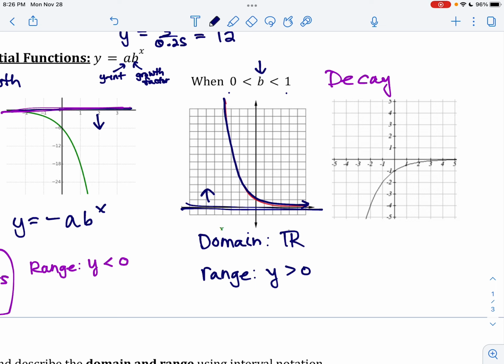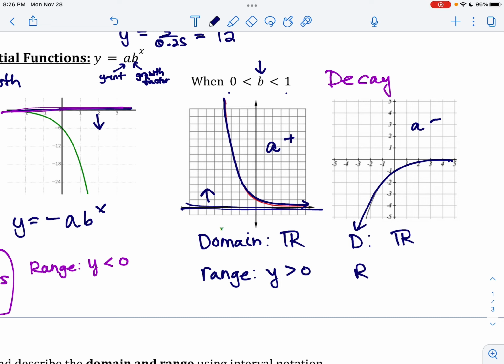Or this first one still, if we still look at this one, this is when a is positive. This one over here is when it's going to decrease rapidly going the other direction. This is when a is negative. The domain is still going to be all real numbers, just like every other problem.